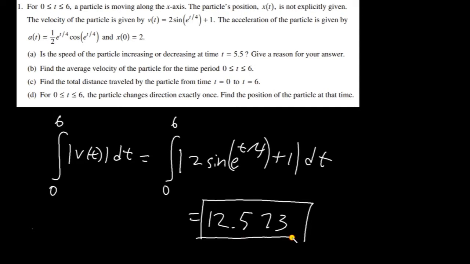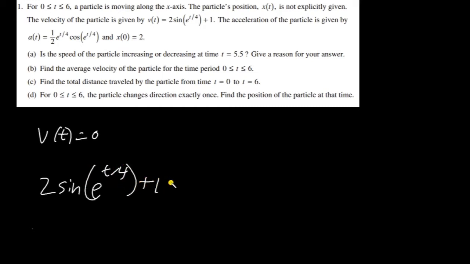Okay. This was a 2-point question. Again, 1 point for the integral, 1 point for the answer. And finally, part D, for t between 0 and 6, the particle changes direction exactly once. What's the position at that time?